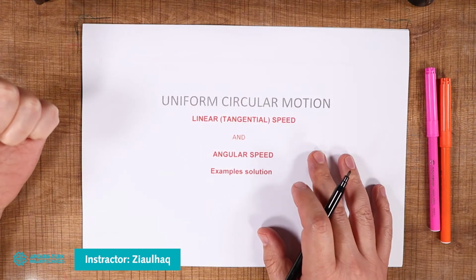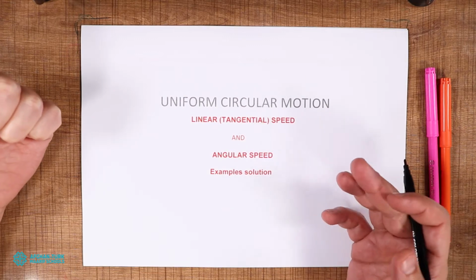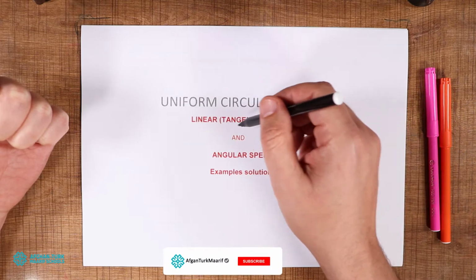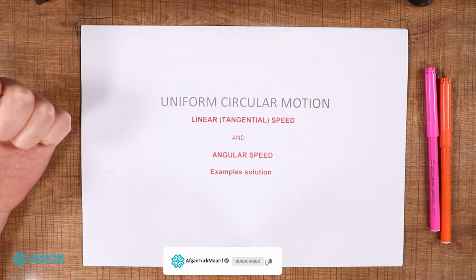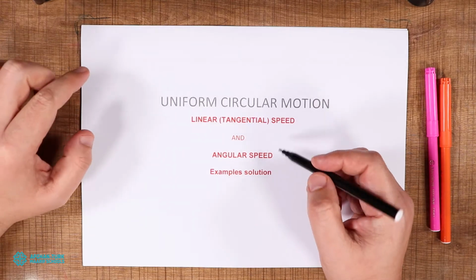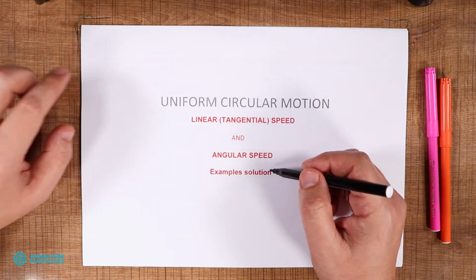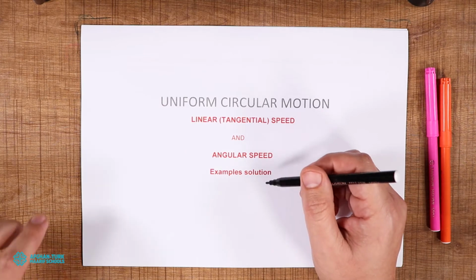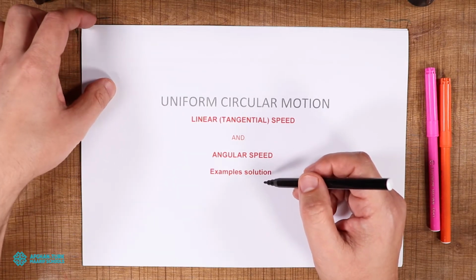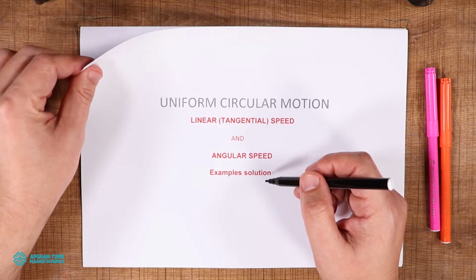Okay, like in some previous lectures, we already discussed circular motion, linear or tangential speed, and angular speed. So today we are going to solve some questions, problems and example solutions on linear and angular speed. So let's see the first example.